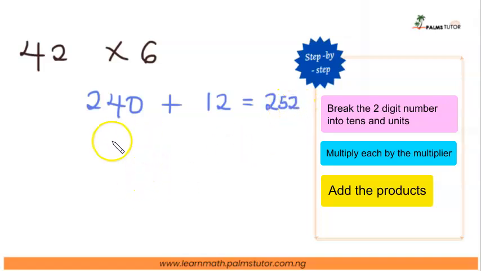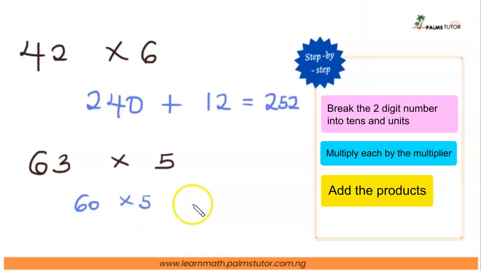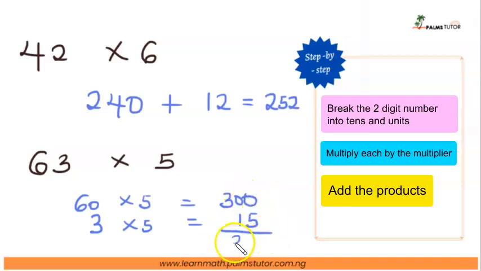252. Another example, you have 63 multiplied by 5. This means we have 60 times 5, which equals 300, plus 3 times 5, which equals 15. So I have a 300 and a 15. That's 315. So while multiplying two-digit numbers by a single digit, break it up into the tens and the units.